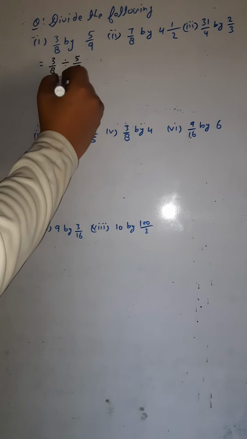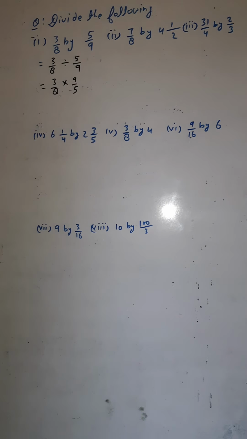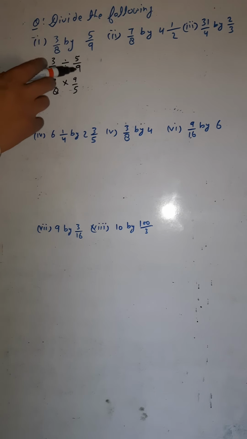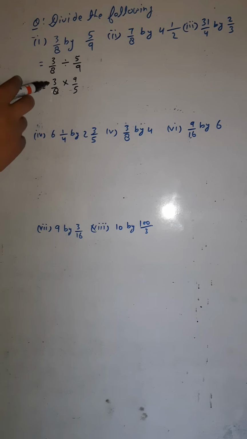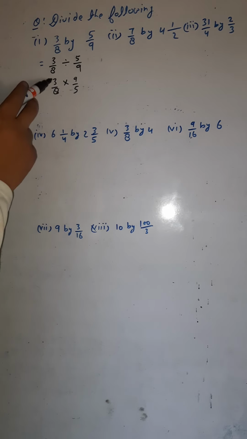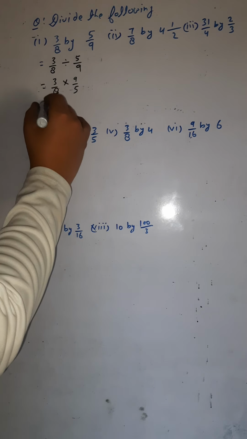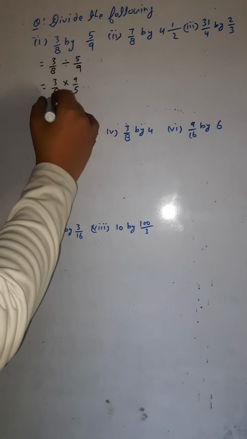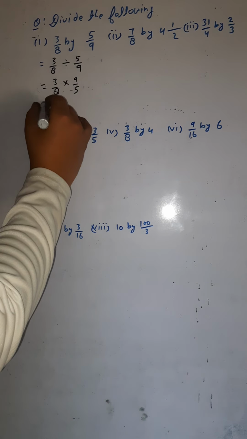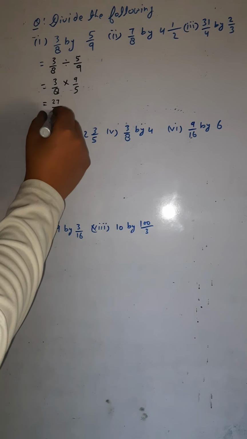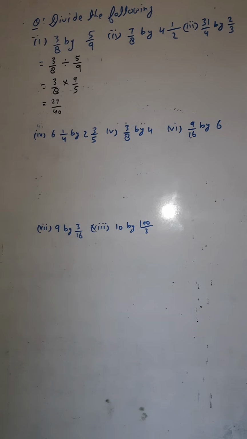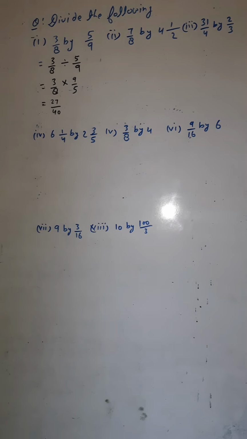In place of division, what would be the sign there? It would now become multiplication. I have reversed the order. 9 would go up and 5 would come down. Now you can simplify, but right now you cannot, because there is nothing you can cut: 3 and 5, 8 and 9, you cannot cut. So straight away you have to multiply. 3 9 ja 27 and downside 8 5 ja 40. So the answer is 27 by 40.